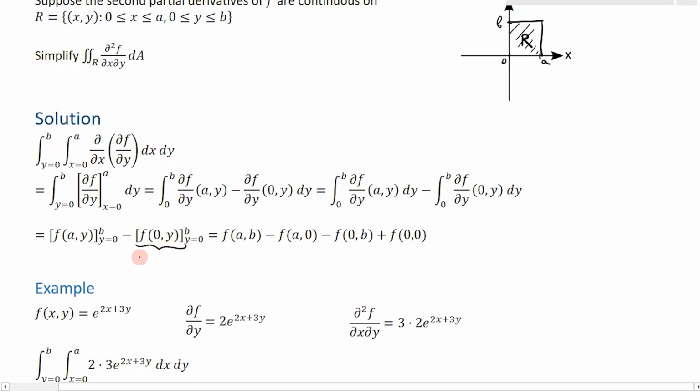This guy is equal to f at (0,b) minus f at (0,0). So then I have minus f at (0,b) plus, because these negatives cancel, plus f at (0,0).